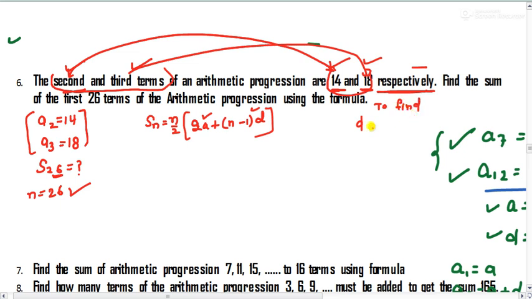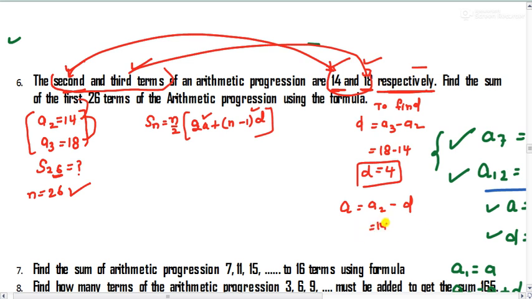Yes. So d can be A3 minus A2, right? So 18 minus 14. How much is that? 4. d is 4. And what could a be? It is A2 minus d, right? Just subtract 4. 14 minus 4 is how much? 10. So we got the value of a. This is an indirect question, but it's easy. a and d you need to find. Easy, right? You can do it, no?